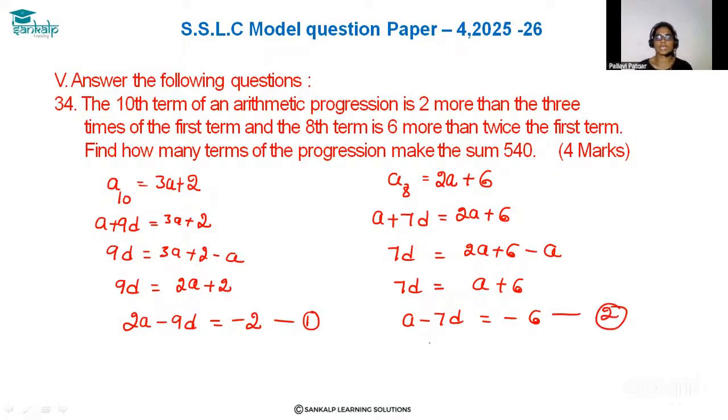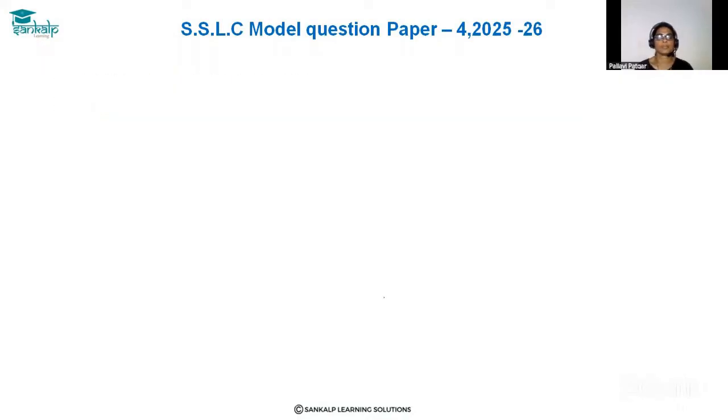Here, in the second equation, we can write A is equal to 7D plus 6. So we have two linear equations. Now A is equal to 7D plus 6, and I will substitute this value of A in equation 1. So here we have a system of two linear equations.